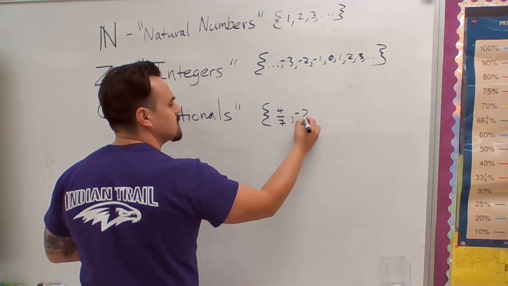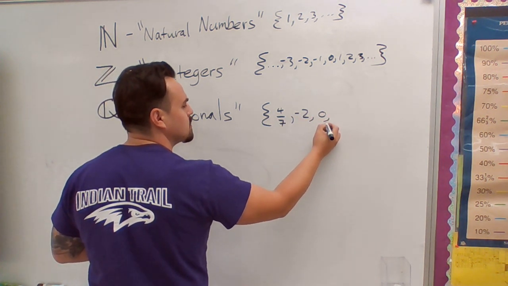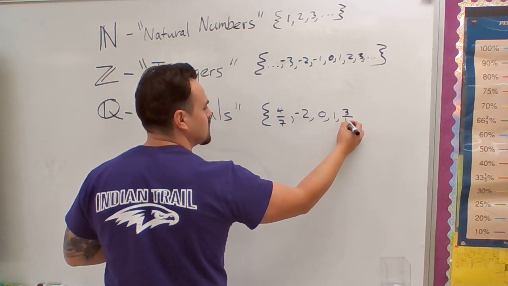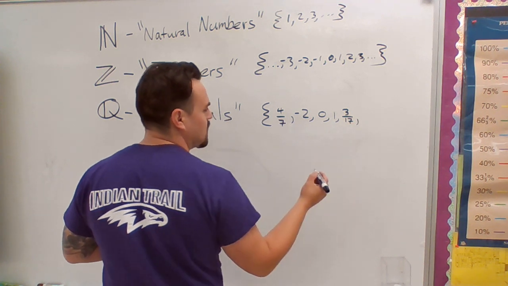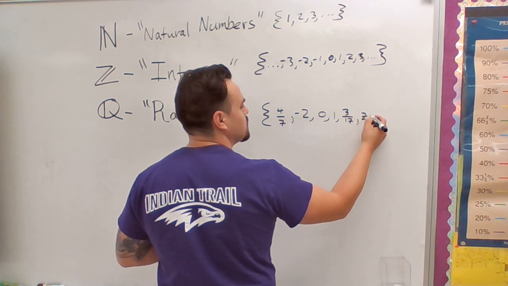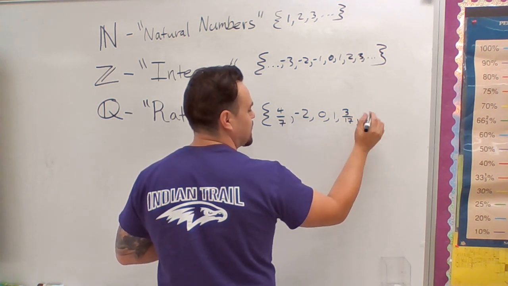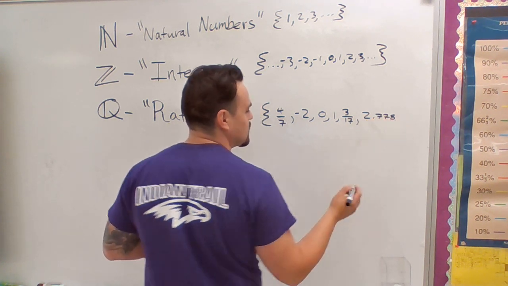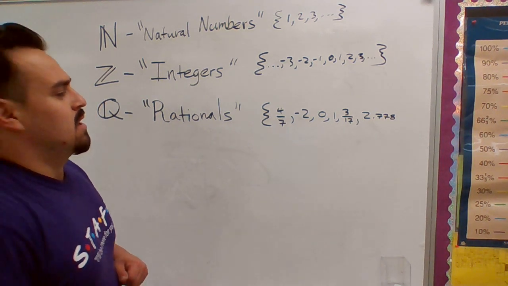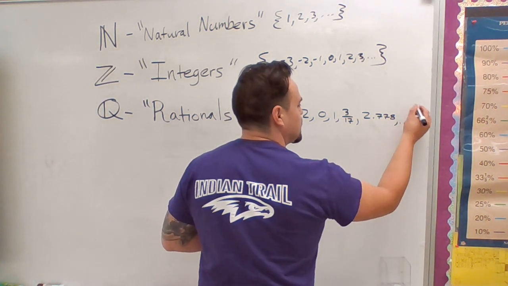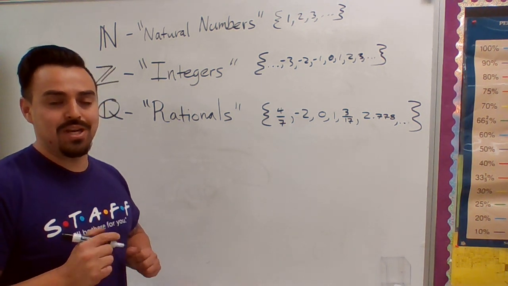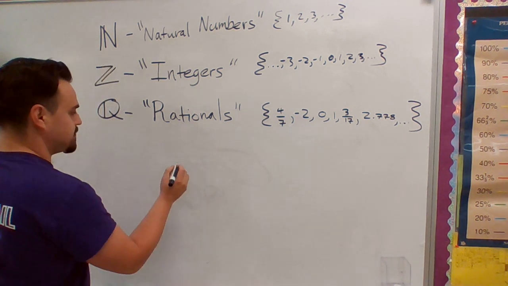4/7, -2, 0, 1, 3/17, 2, that's a variable, 2.778, and so on and so forth. It's an infinite set.